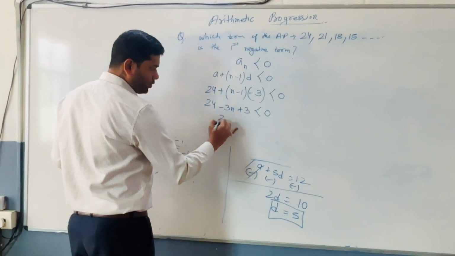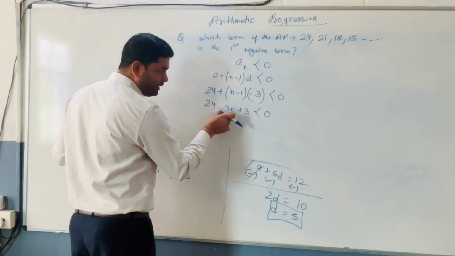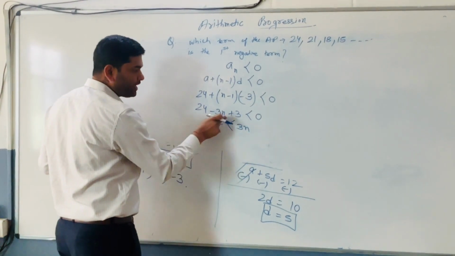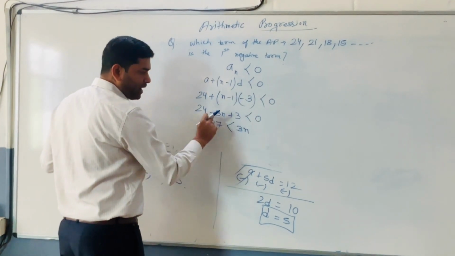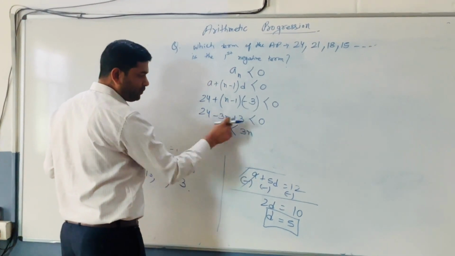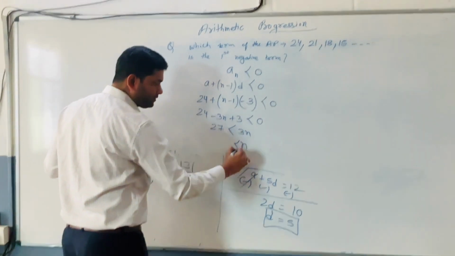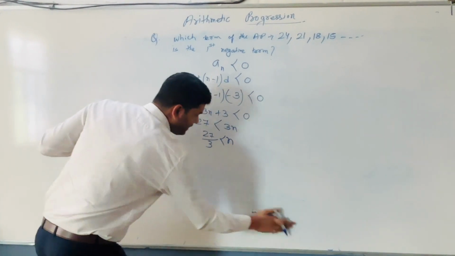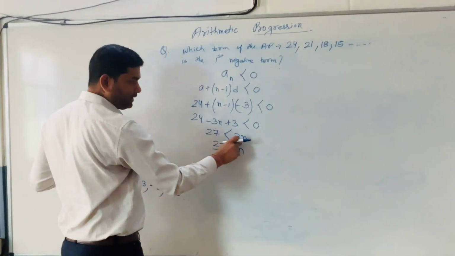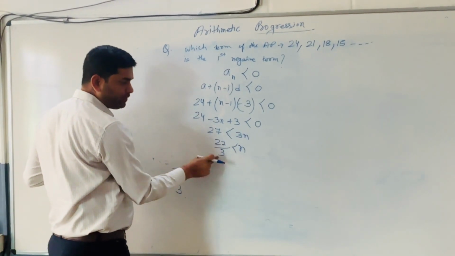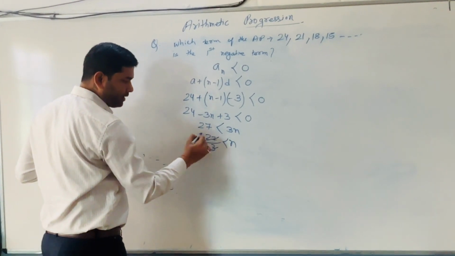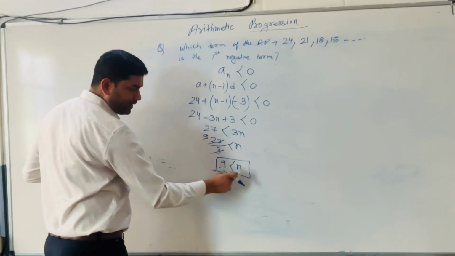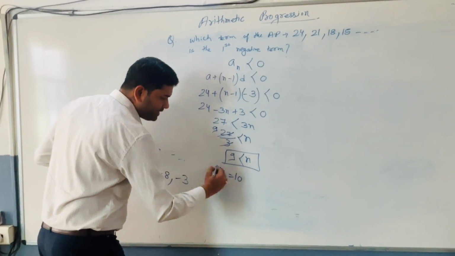Now when you put minus 3n on the other side, the sign changes. That means 3n will be positive, and 24 plus 3 is 27. That means 3n should be greater than 27. This 3 is in multiplication, so when it goes to the other side it becomes the denominator. So n should be greater than 27 by 3, which is 9. That means n should be greater than 9, so after 9 we get n equal to 10. So 10 is our answer.